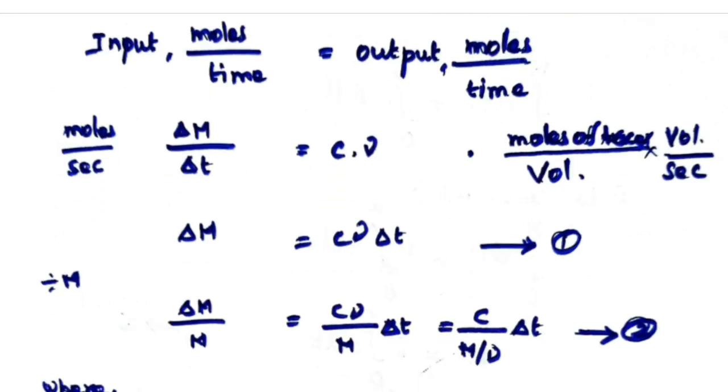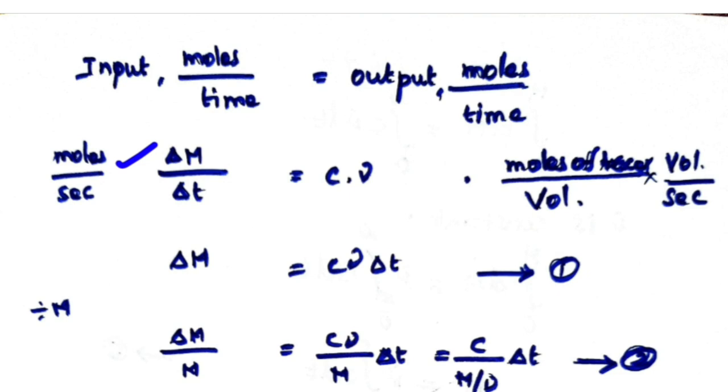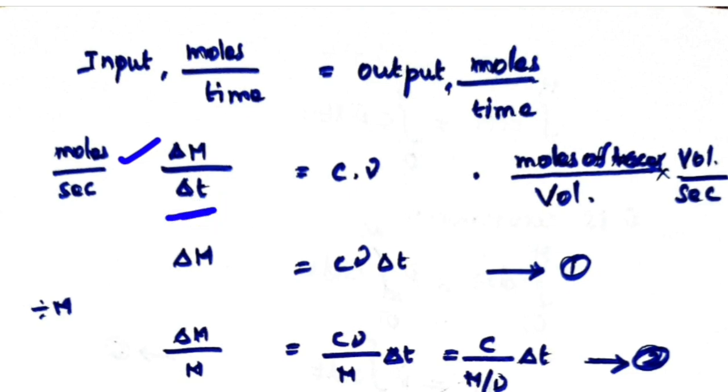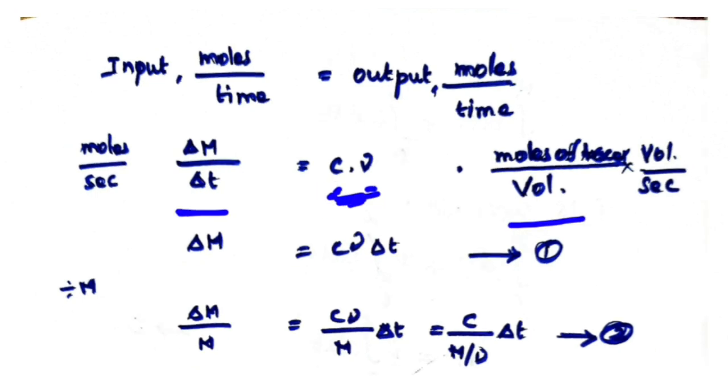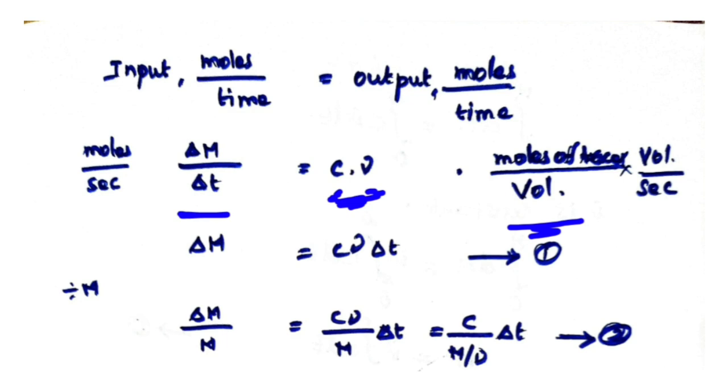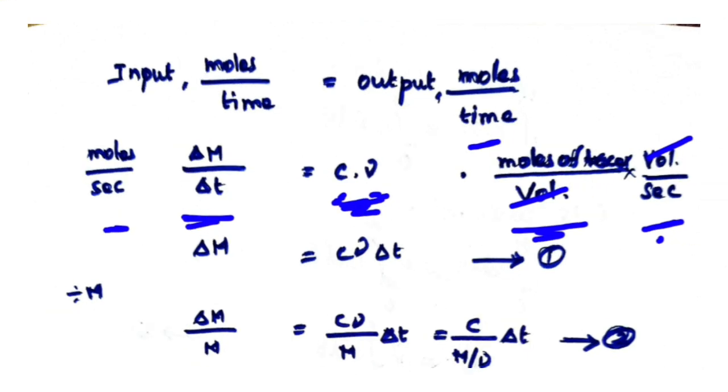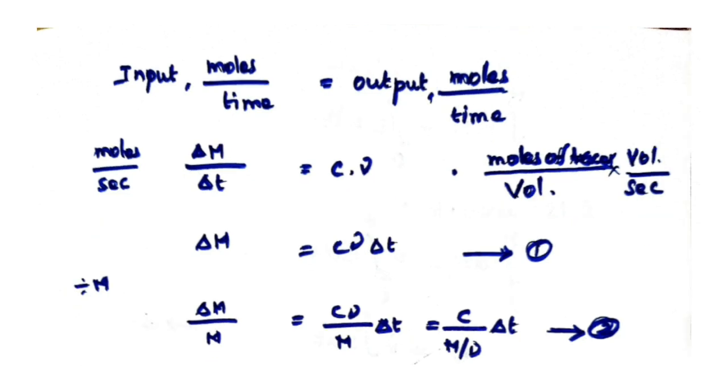Okay, so input in moles per second, that is the amount of tracer injected into the vessel with respect to time, is your input. So input is del M divided by del T, equal to output. Output is nothing but the concentration of your tracer times the volumetric flow rate. If you see the units of these two terms, concentration is defined as moles of tracer divided by volume, and volumetric flow rate is volume divided by second. If you cancel the volume, you will get the unit of mole per second. So both sides have the same unit, mole per second. Now rearrange this equation and you will get del M equals C nu del T. This is your equation number 1.